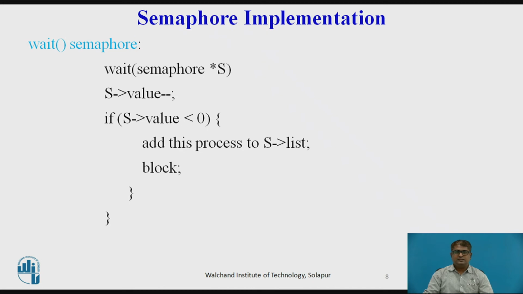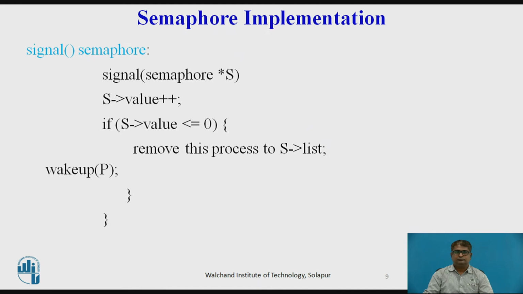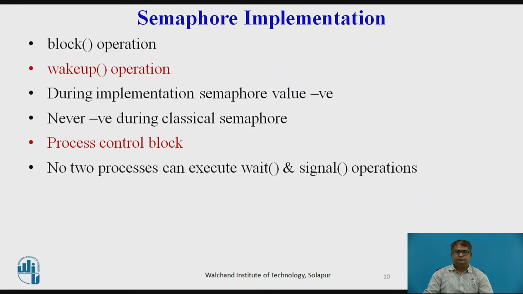Here you can see the wait semaphore operation can be defined as follows, and the signal semaphore operation can be defined as follows. The block operation suspends the process that invokes it. The wakeup operation resumes the execution of a blocked process P. These two operations are provided by the operating system as basic system calls.